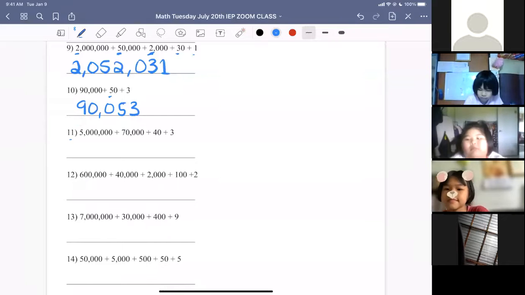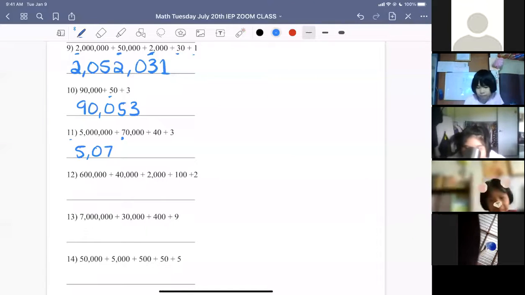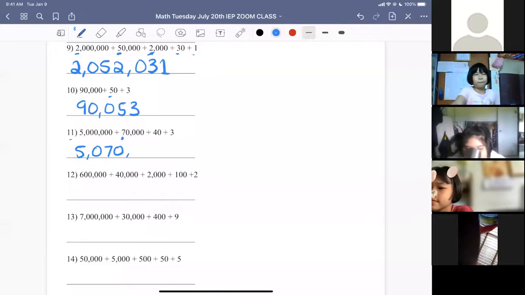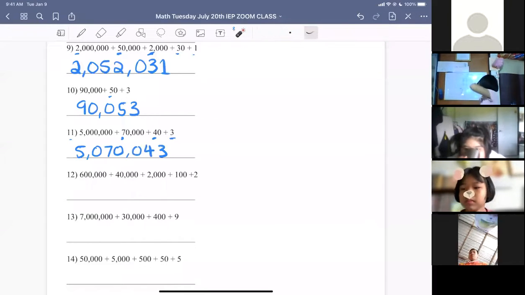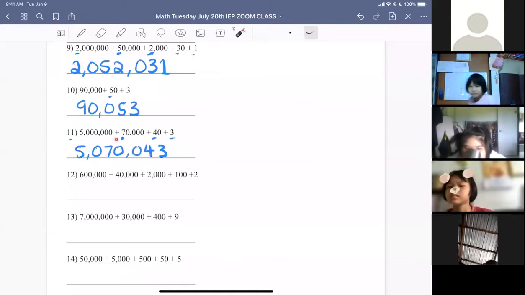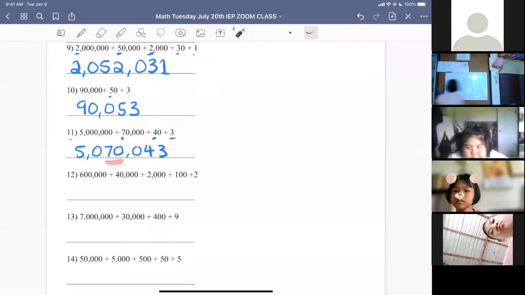Number 11, we have 5,070,000 plus 40 plus 3. So we have millions, 5. We don't have 100,000. We do have 10,000. We don't have thousands. Do we have hundreds? No, we don't. We have 10s. We're going to write a 4. And we have 1s. So we have 5 million, plus 70,000 plus 40 plus 3, which is 5,070,043.